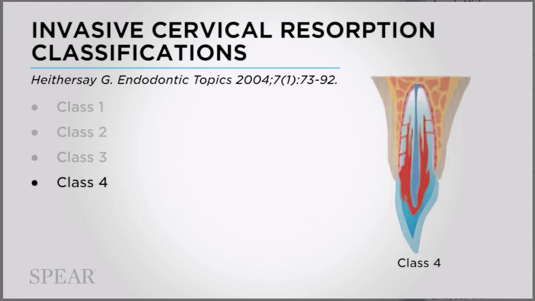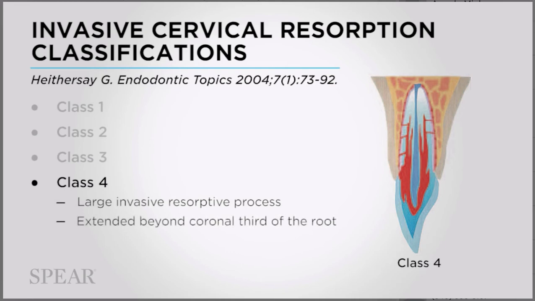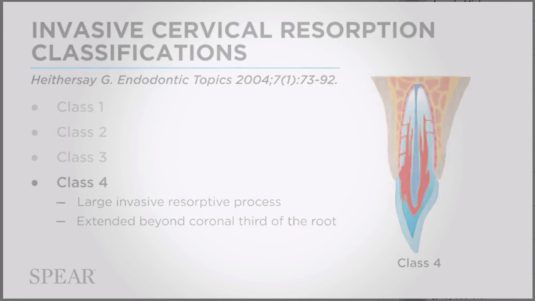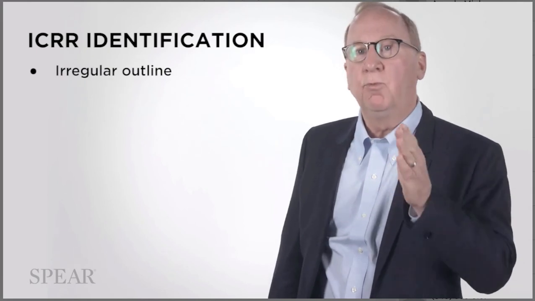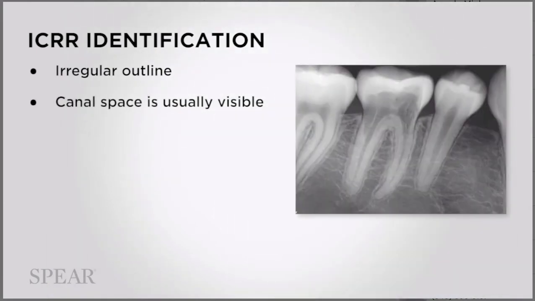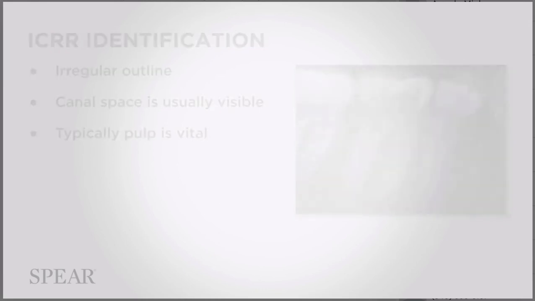And no surprise, the class 4 defect is really extensive, where histologically it's a larger invasive resorption lesion, again starting at the portal of entrance and worse cervically, but extending much more coronally and much more apically. To identify this, we're looking at a very irregular outline of the resorption, with the canal space, as seen radiographically, going right through the resorption defect. So we can typically see that canal space with the overlying cervical resorption. Typically in cases like this, and no surprise, the pulp remains vital because that resorption is not going into the pulp itself.